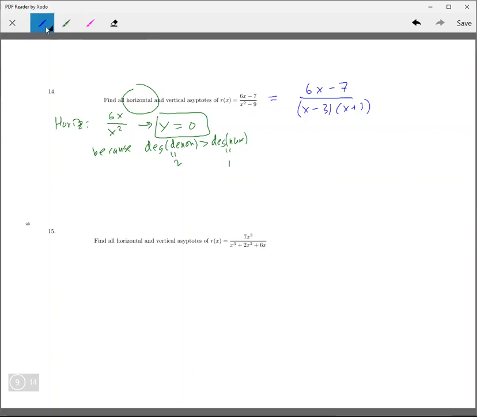Okay, now for the vertical asymptotes, they're going to be zeros of the denominator. So x equals 3 and x equals -3. Those should be the ones that work.